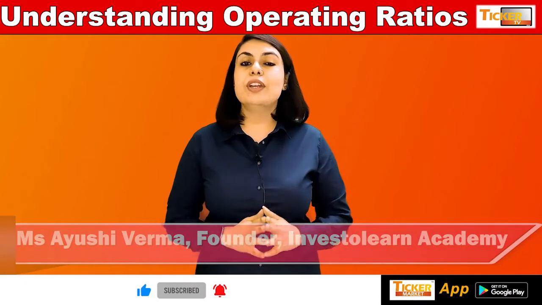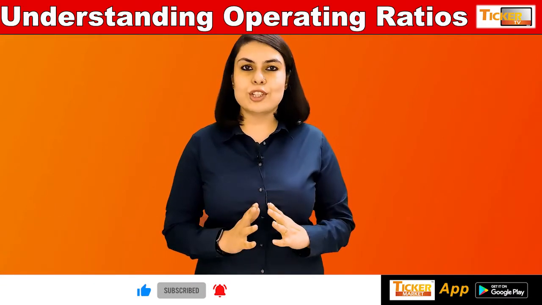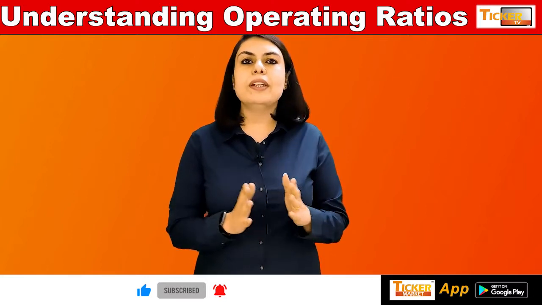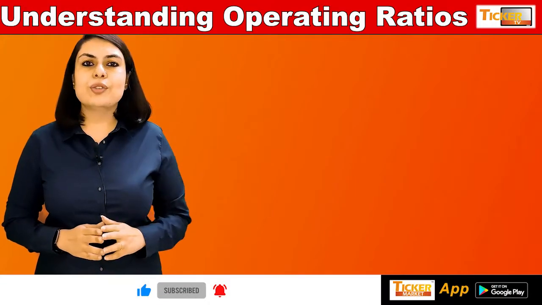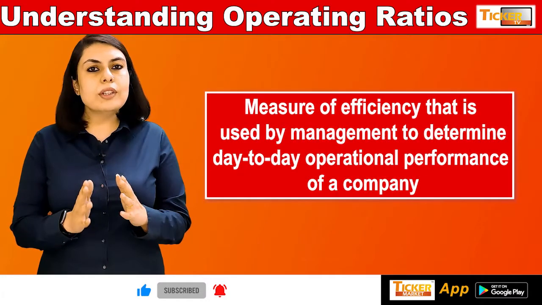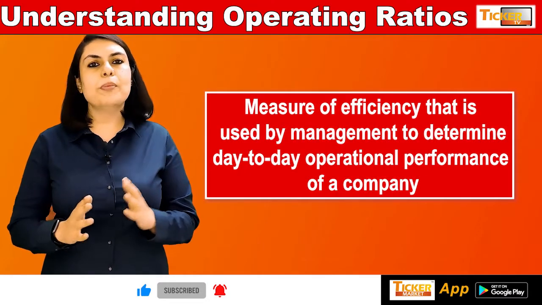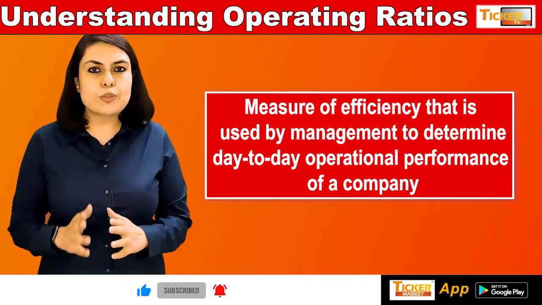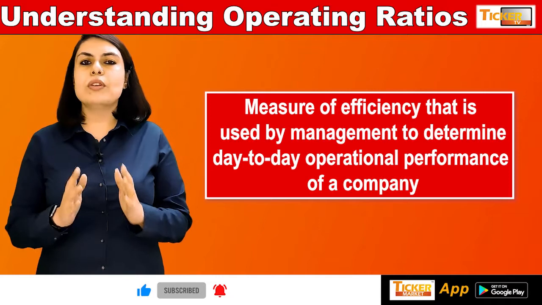In the last video, we understood the concept of valuation ratios. Today we will look into another category of ratio, which is the operating ratios. The operating ratio is the measure of efficiency that is used by the management to determine day-to-day operational performance of the company. This ratio comprises operating expenses, also known as OPEX, to net sales.